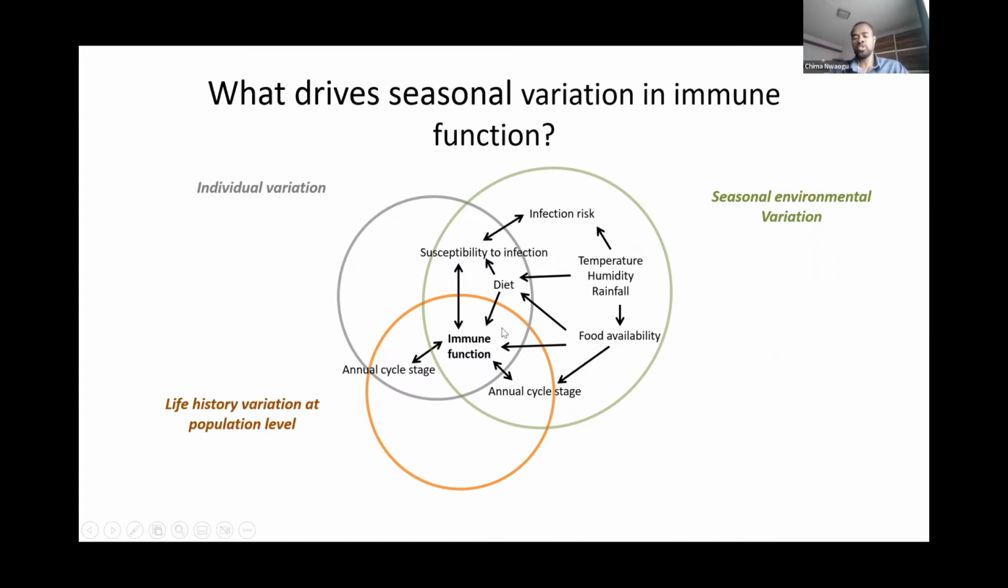This illustration here is just to show how complex studying variation in immune function can be. And we'll see how this relates to coping with wet and dry seasons in a species that breeds throughout the year.